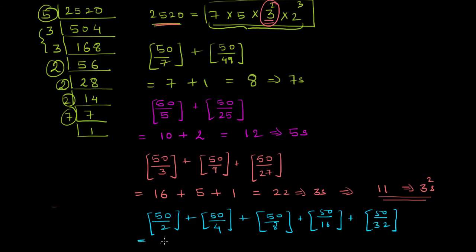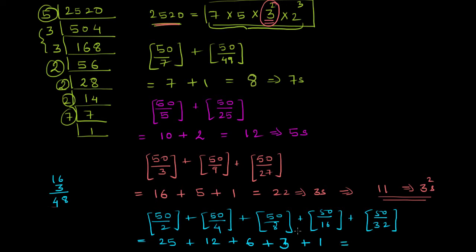So 50 upon 2 is 25. So 25 will be the greatest integer. 50 upon 4 will be equal to 25 by 2, 12.5. The greatest integer will be 12. Plus 50 upon 8. Now 8 6s are 48. So this will be equal to 6 point something. So the greatest integer will be 6. Plus 50 divided by 16. Now 16, if I multiply this with 3, I'll get 6 3s are 18 and 4, 48. So this will be equal to 3 point something. So the greatest integer will be 3 here. And finally 50 divided by 32, 1 point something. So the greatest integer will be 1.